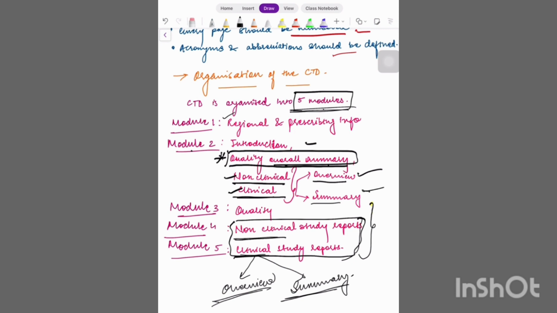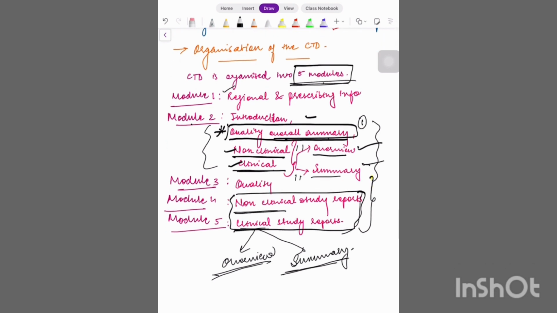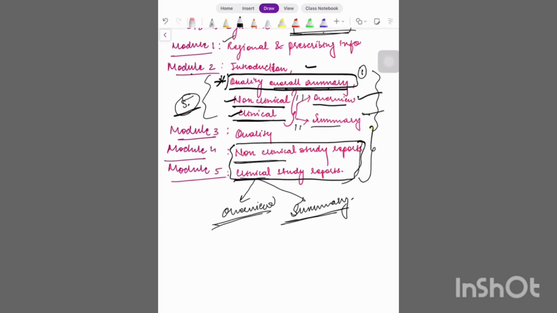So how many things are there? Mainly 4 are there. See, how? This is actually 1, then 1 clinical overview, 1 non-clinical overview. Then in the summary, 1 non-clinical summary and then 1 clinical summary. So there are mainly 5 things in module 2. Then module 3 is simple, that is quality. First we'll talk about quality, then non-clinical study reports in module 4, and then module 5, clinical study reports.